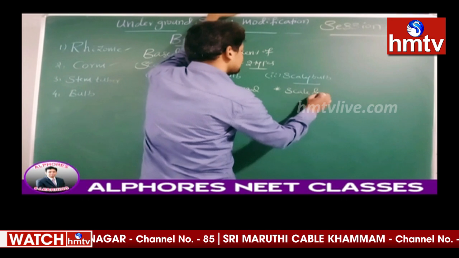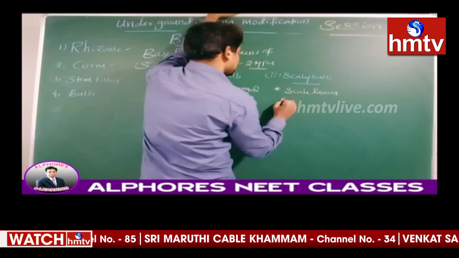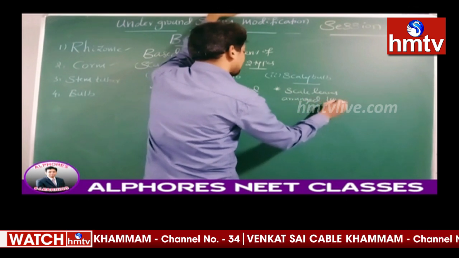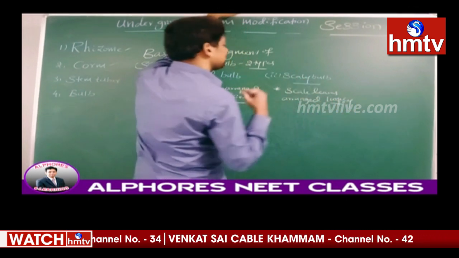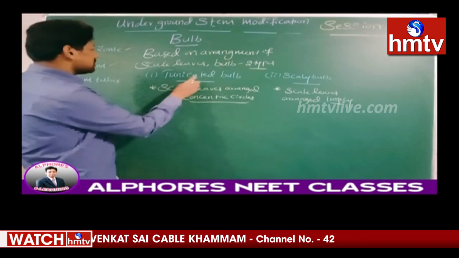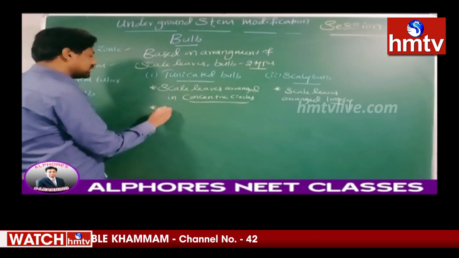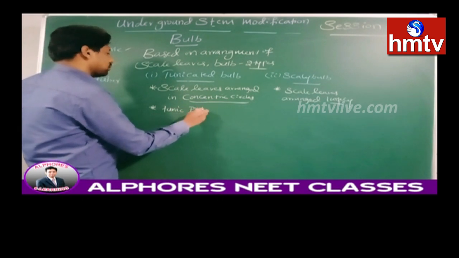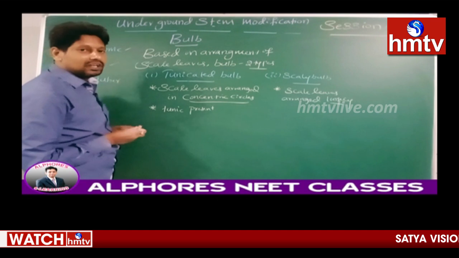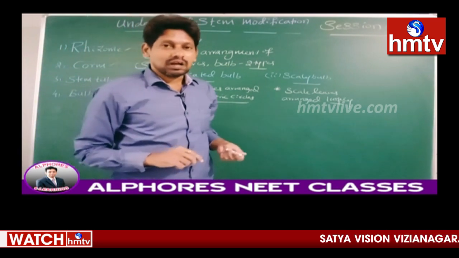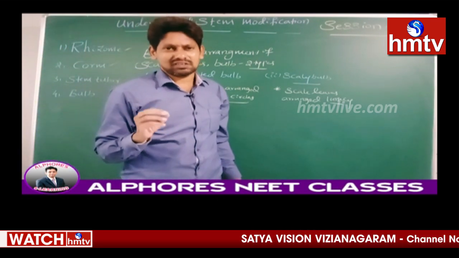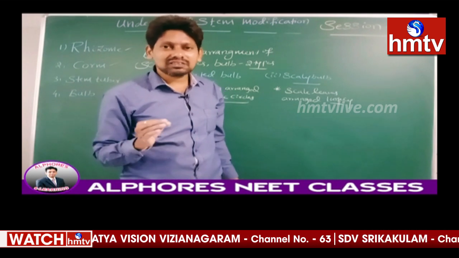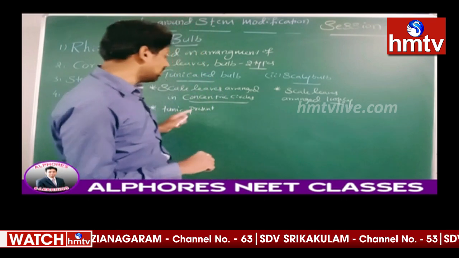How are the scale leaves arranged? Scale leaves are arranged loosely. Sir, this is a tunicated bulb, right? Therefore, tunic is present. What is the meaning of tunic, sir? If you take an onion, the outer one or two layers are dry, thin, membranous. Those dry, thin, membranous layers are called a tunic.